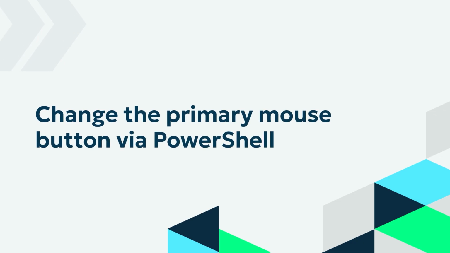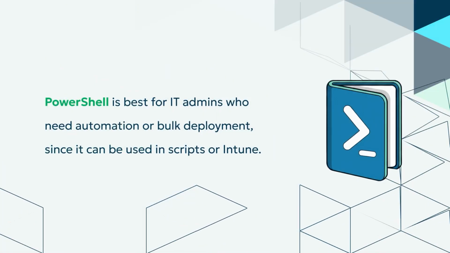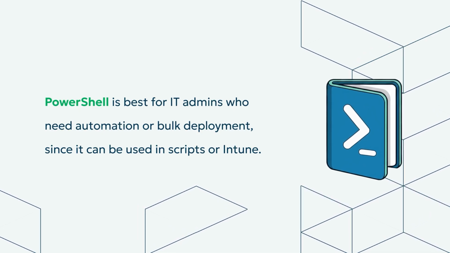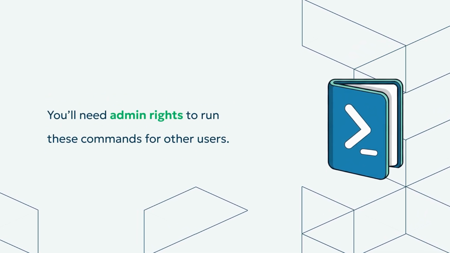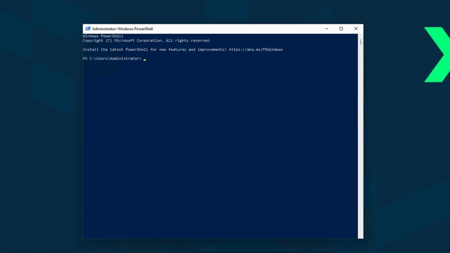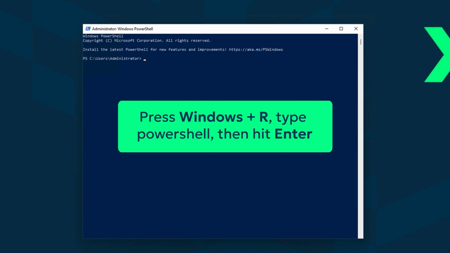Method 4. Change the primary mouse button via PowerShell. PowerShell is best for IT admins who need automation or bulk deployment, since it can be used in scripts or Intune. You'll need admin rights to run these commands for other users. Open PowerShell. To do this, press Windows+R, type PowerShell, then hit Enter.